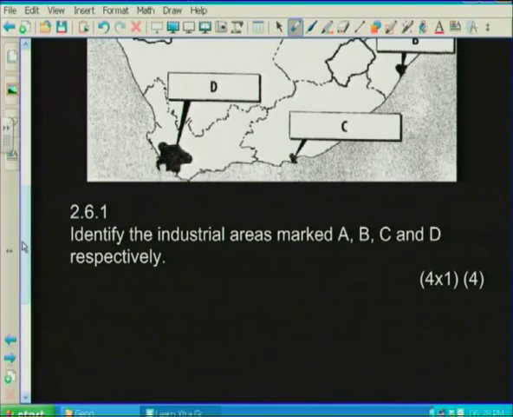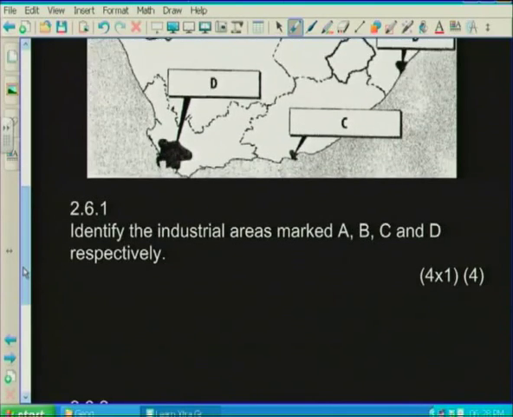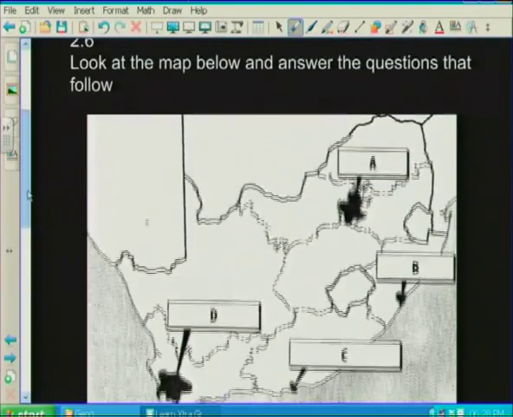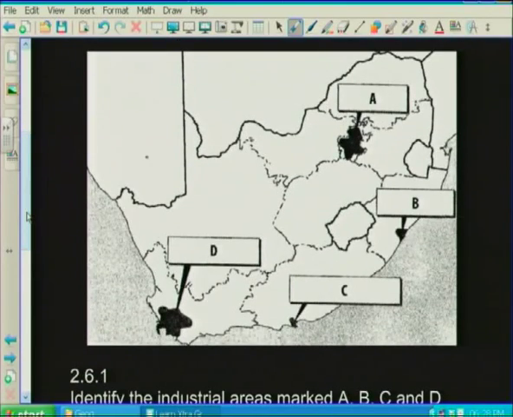Identify the industrial areas marked A, B, C, and D on the map respectively. Remember, these are the 4 economic zones or hubs that we spoke about previously. So this is the Gauteng or the PWV, 1 mark. This is the eThekwini or the Durban Pinetown region, as it's called in the old terminology, 1 mark.